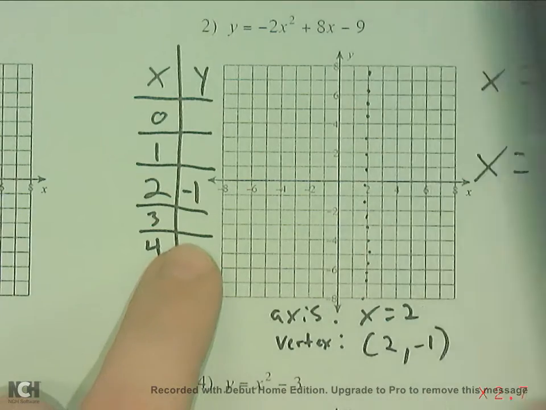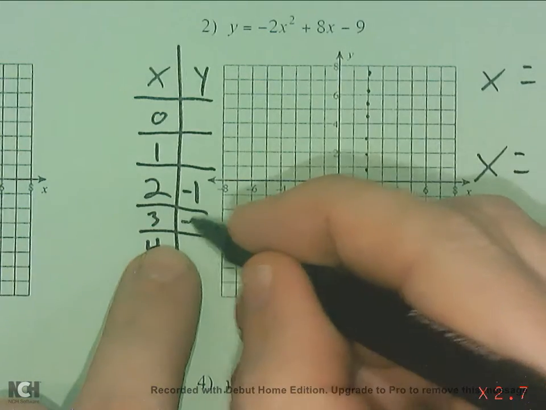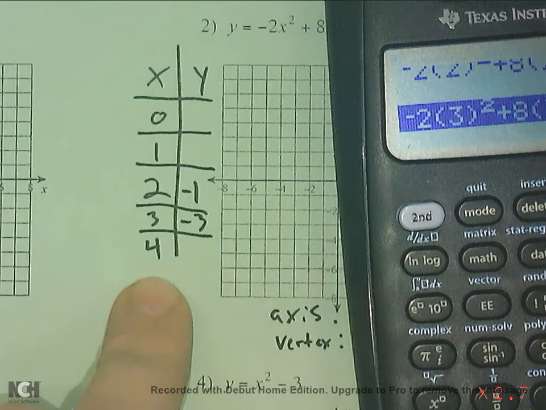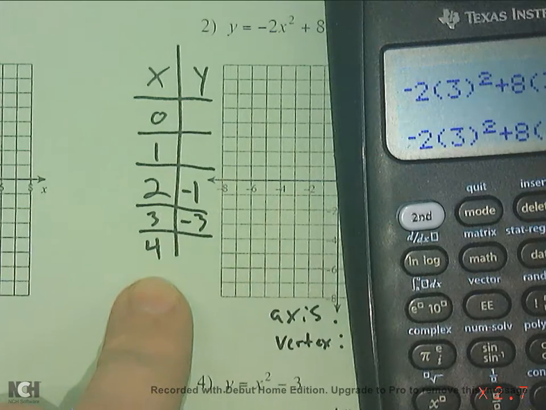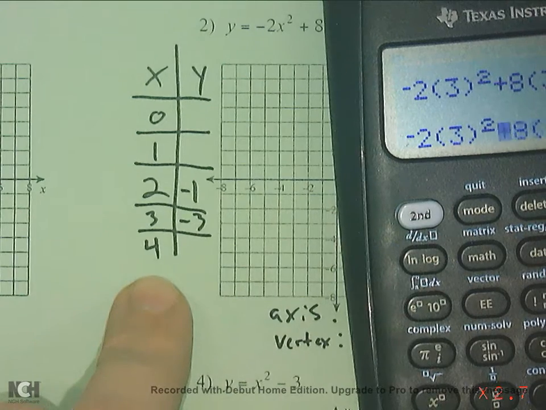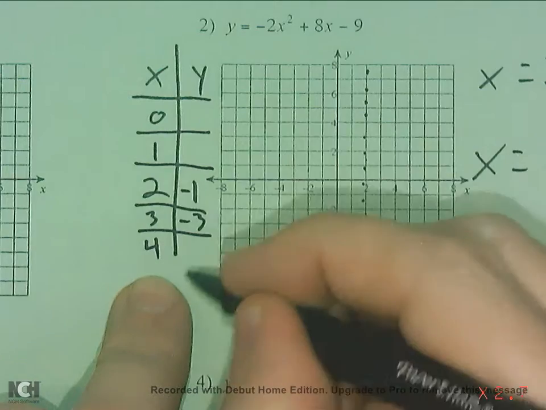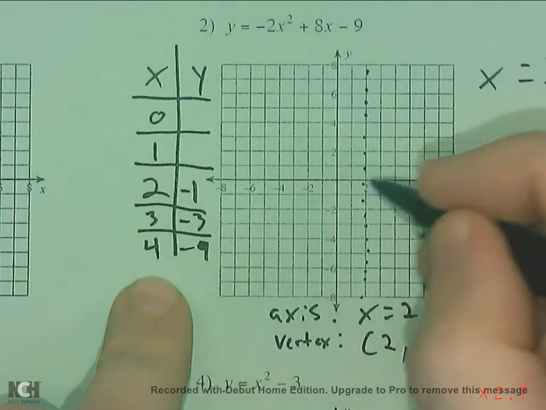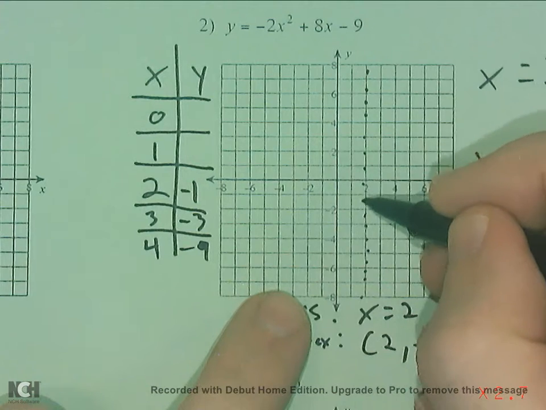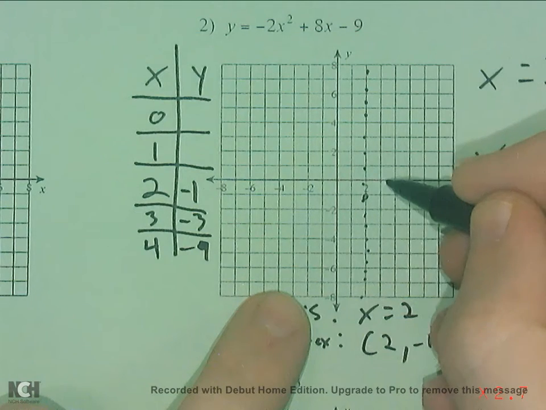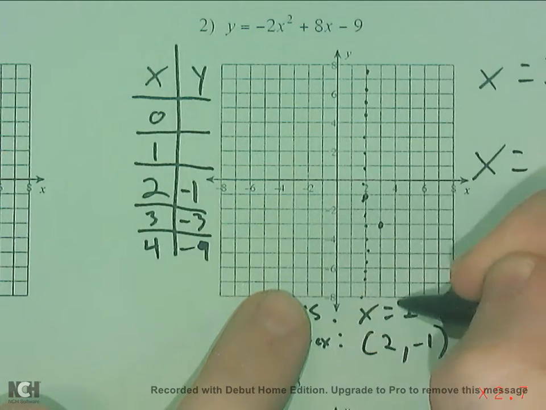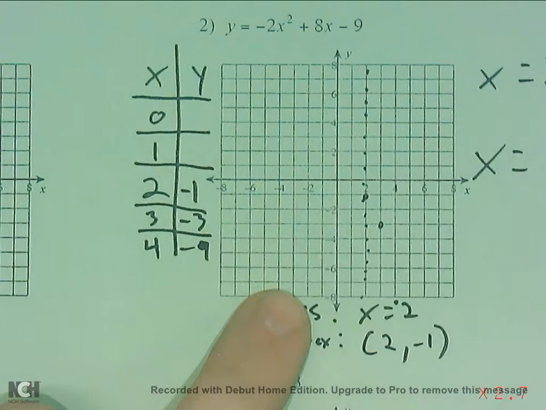Okay, which would give me negative 3. So at 3, it's going to be negative 3. Okay, that's fine. And then when I plug in 4, I would get negative 9. Right, so I know this much so far. So I know it's 2, negative 1. 3 is negative 3. And then 4 is negative 9. It's off the graph over here.